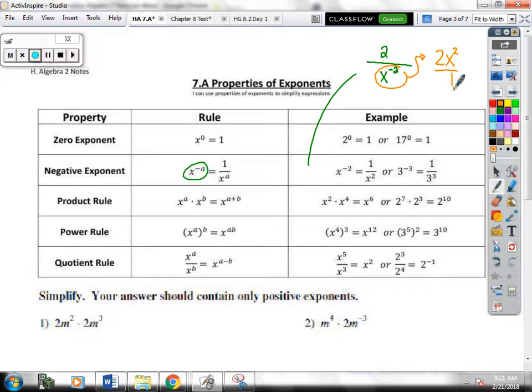The product rule is that when you multiply things that have the same base, you add the exponents. So here you can see x squared times x to the 4th gets you x to the 6th.